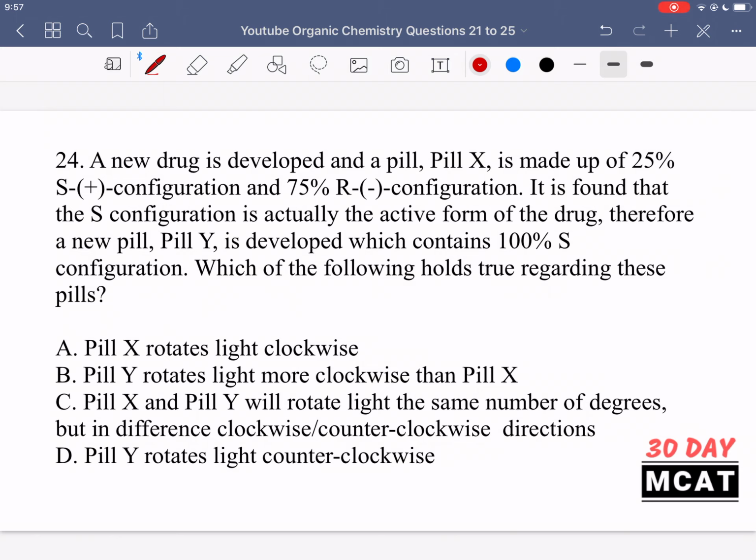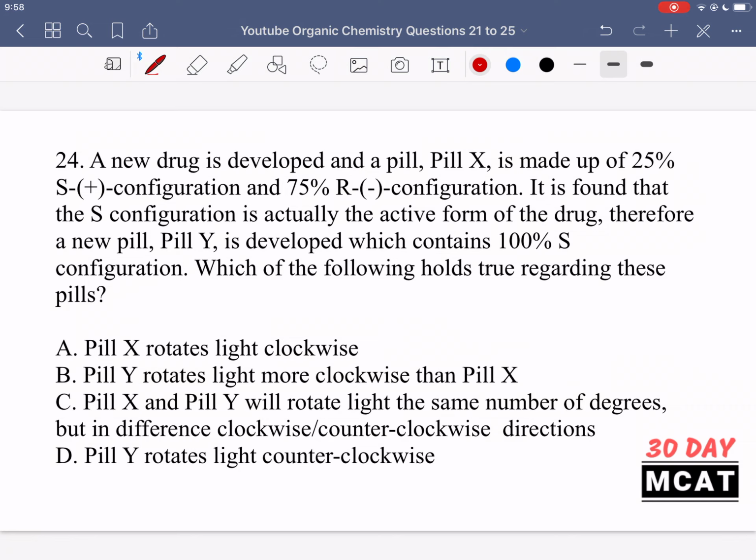In question 24, it says that a new drug is developed and a pill called pill X is made up of 25% of this S plus configuration and 75% R minus configuration. It is found that the S configuration is actually the active form of the drug. Therefore, a new pill, pill Y, is developed which contains 100% S configuration. Which of the following holds true regarding these pills?